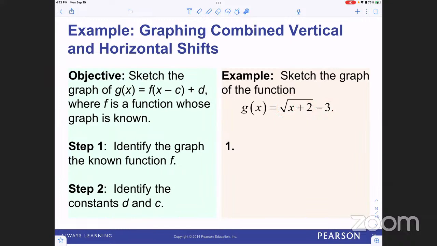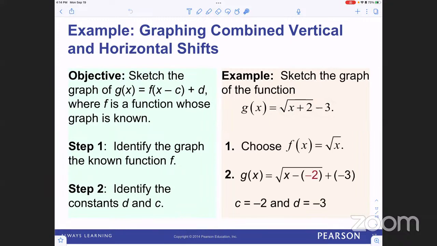Do that one more time. Square root is our basic function. That's saying start with the top half of a sideways parabola. This says to go left 2 units. This says to go down 3 units. So you see the basic function.